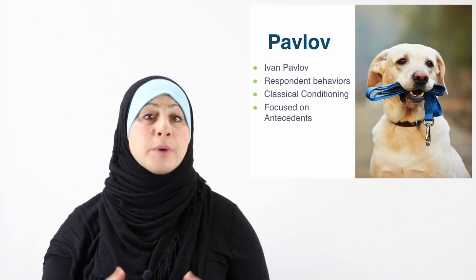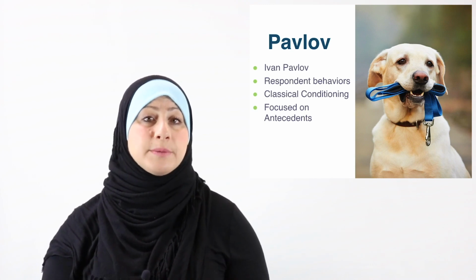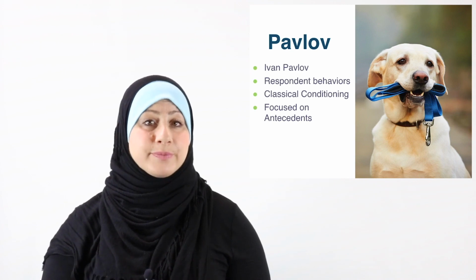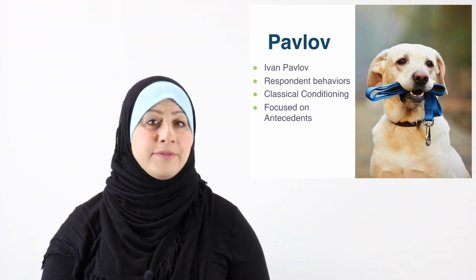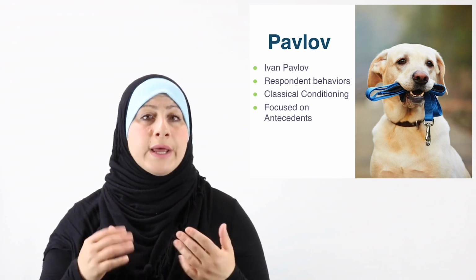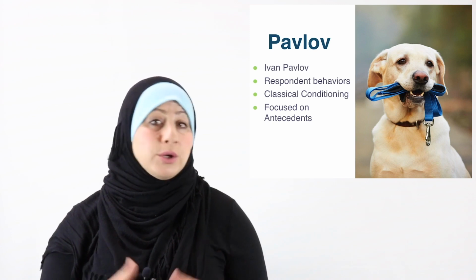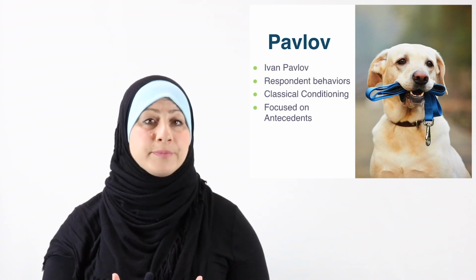Pavlov looked at respondent behaviors. These behaviors occur when the eliciting stimulus is presented. These are involuntary behaviors, so you have no control over them. For example, when a light is directed into our eye, the pupil constricts. You have no control over this behavior.